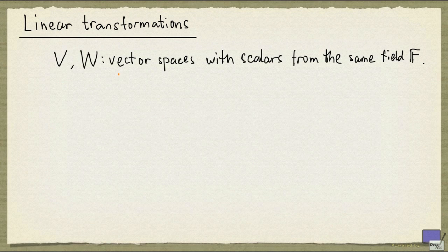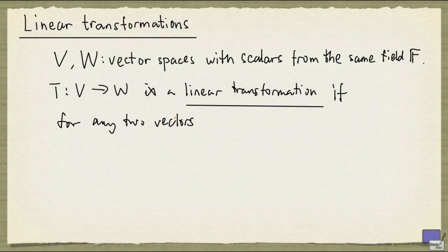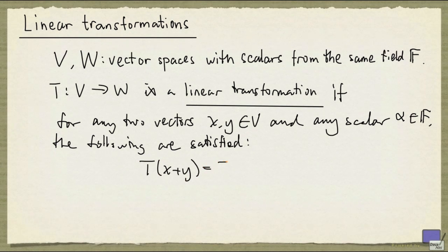Say V and W are vector spaces with scalars from the same field F. We say that a mapping T from V to W is a linear transformation if, for any two vectors x and y in V and any scalar alpha in F, the following two conditions hold. The first is applying T to x plus y is the same as taking the sum of Tx and Ty.